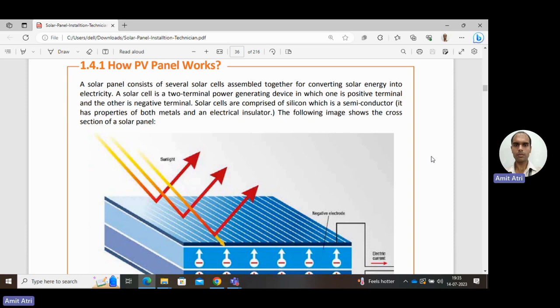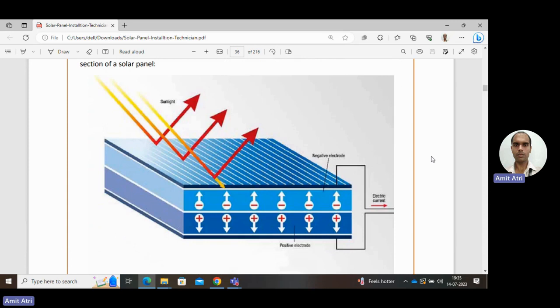Together they convert the solar energy, the light energy they are receiving from the sun, into electricity. A solar cell is a two-terminal power generating device in which one is the positive and the other is the negative terminal. Here in the diagram, both the positive as well as the negative type of semiconductors are shown. On the top, sunlight is falling, and in the outer circuit, the electric current is being generated.